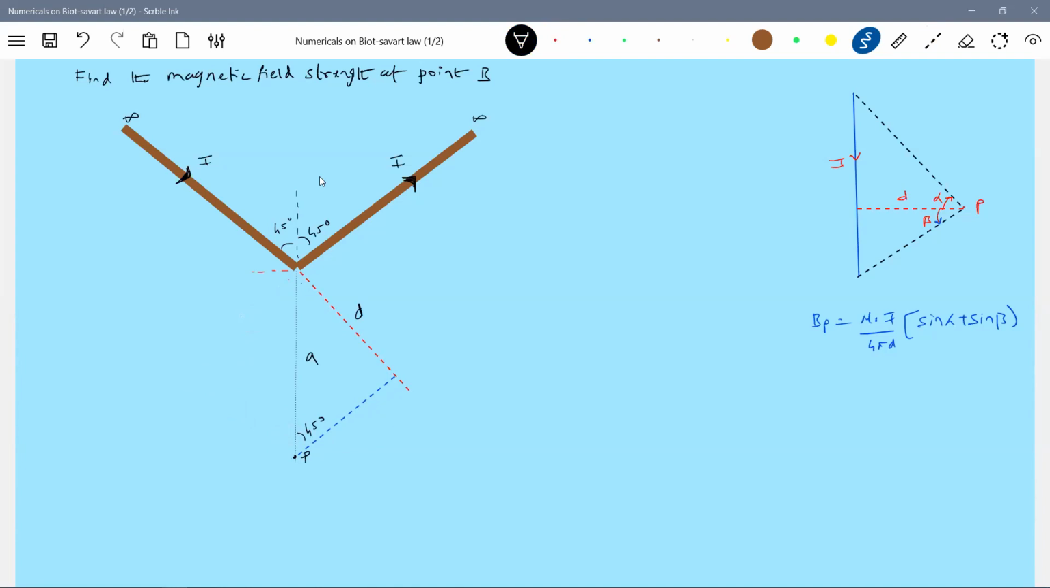Then how do we define alpha and beta? How do we define alpha and beta? The angle subtended at point P. We have to define this alpha and beta with respect to this one. So you can see now what is the angle made by alpha. Will this work out here?